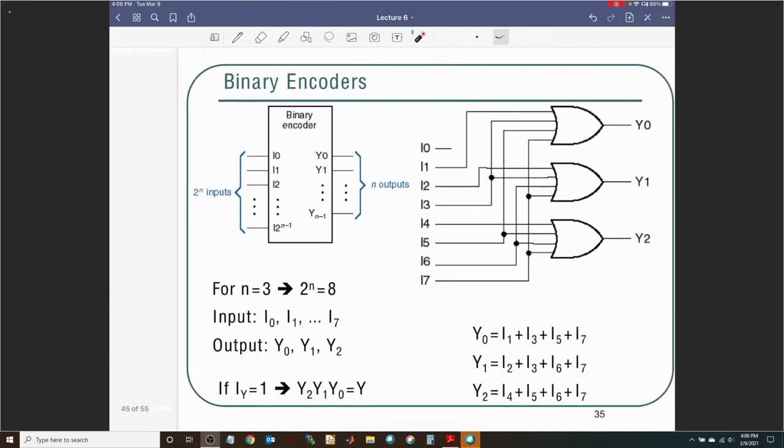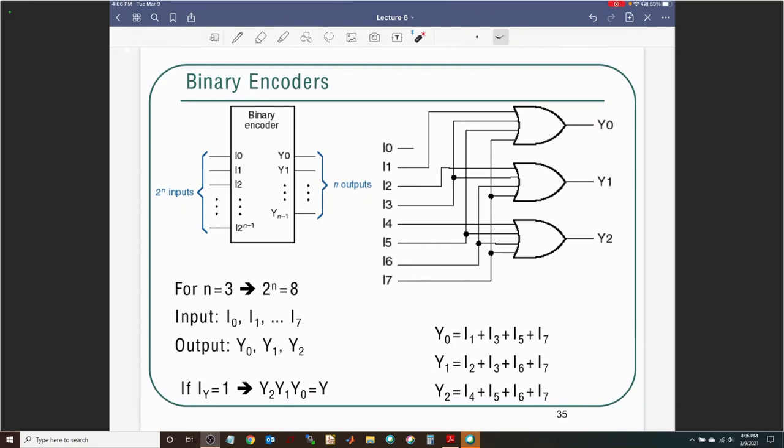Now, if you go and look at the same thing here, this is your binary encoder. This is your 2 raised to n inputs and n outputs. You are assuming that you have 3 outputs and 8 inputs. You can see the equations for Y0, Y1, and Y2. Y0 is I1, I3, I5, I7, based on the same truth table, just bigger. Y1 is I2, I3, I6, I7, 0, 0, 1, 1, 0, 0, 1, 1. For Y2, you got four zeros, then four ones.